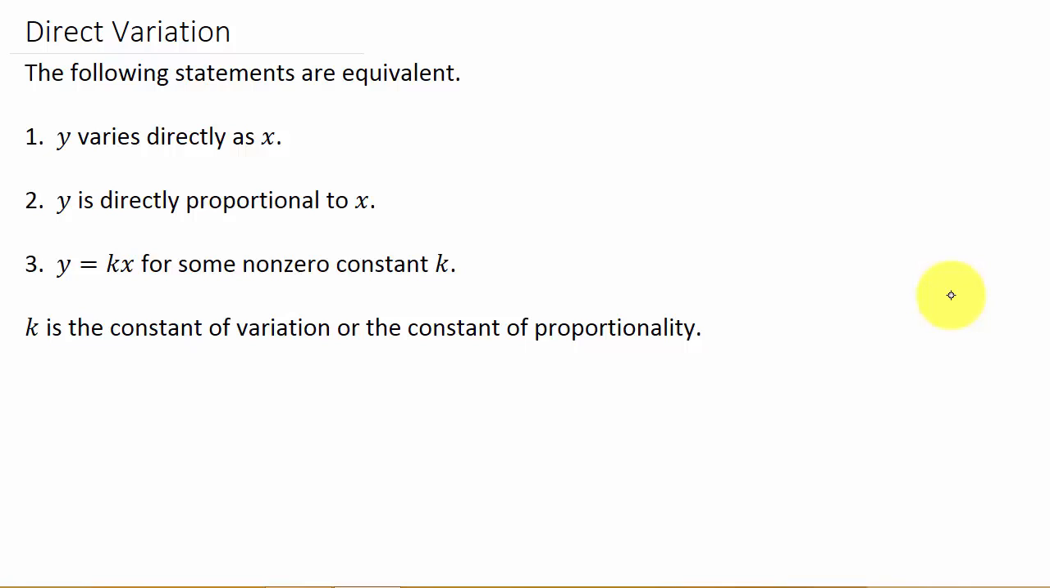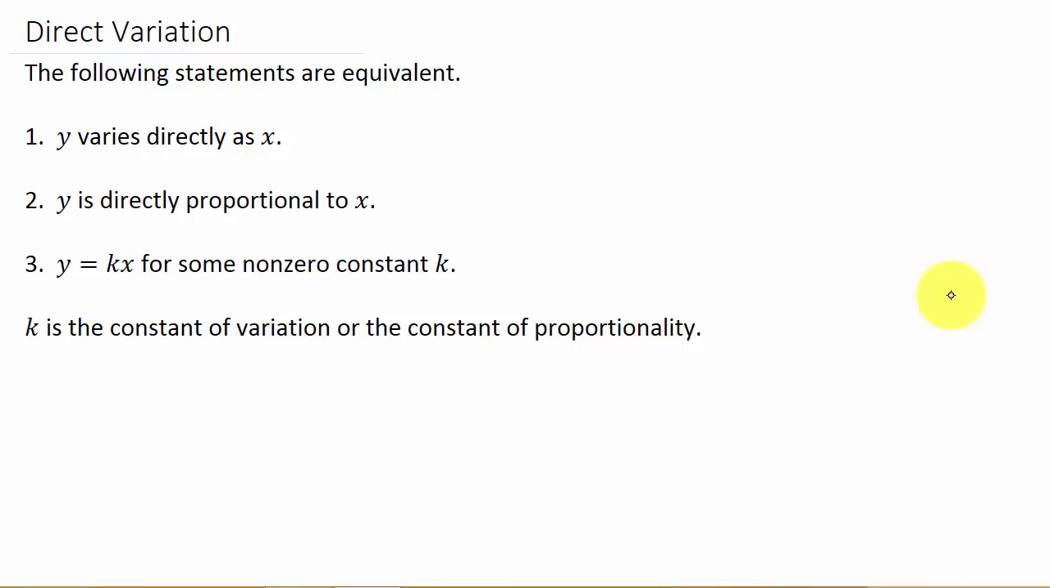Alright, in this video we're going to look at direct variation. I'm going to do two examples. One's going to be a simple example just to help you understand what we need to find when we're doing direct variation. And then the second example will be a word problem.